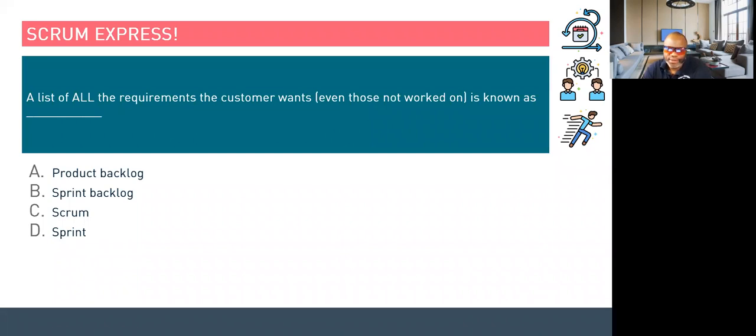All right, 3, 2, and 1. Let's end the poll and let's share the results. Brilliant work. So the answer to this is indeed the product backlog. The product backlog is everything, even those that you have not worked on. It's in the product backlog. All right. Here's the next one.